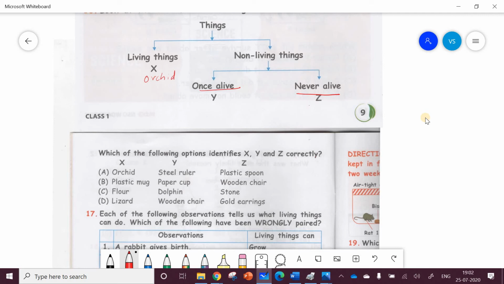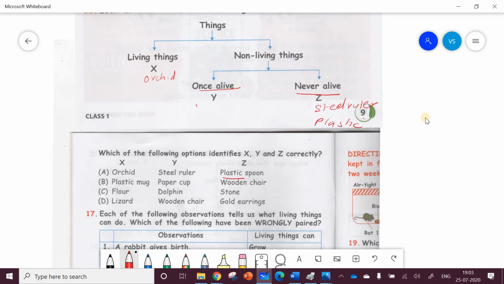Okay, so if it is not alive, which category should it come in? It should come here. Steel ruler, right? And plastic spoon. Can a plastic spoon be alive at any time? See, plastic is always chemical. Plastic can never be natural, so it can never be alive. It is always never alive. Remember that. So plastic is also never alive.